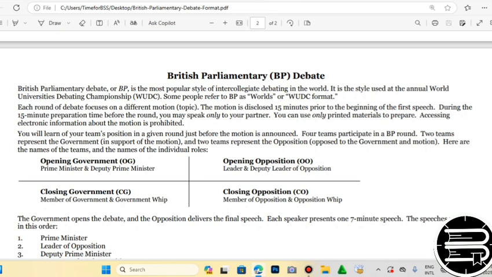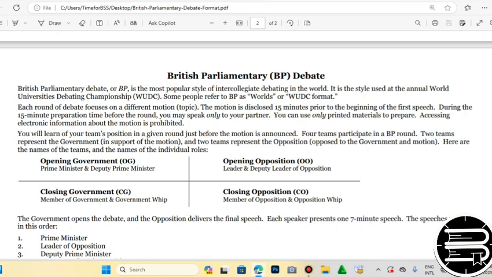Once you have been given a motion, we have a team position that you're given before the round when the motion is announced. We have four teams which participate in the British Parliamentary debate. Of those four teams, two teams represent the government in support of the motion, and the other two teams represent the opposition, which opposes the government on the motion.